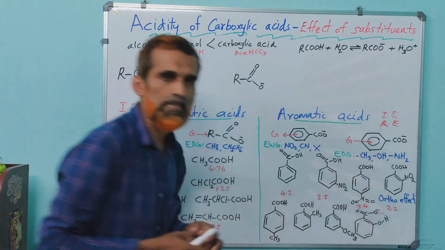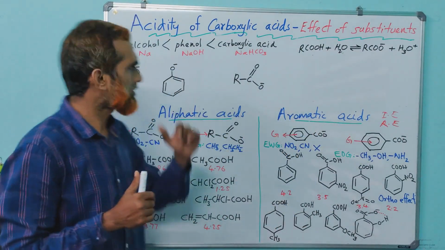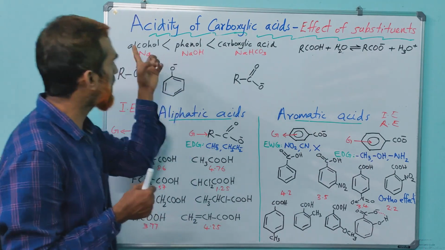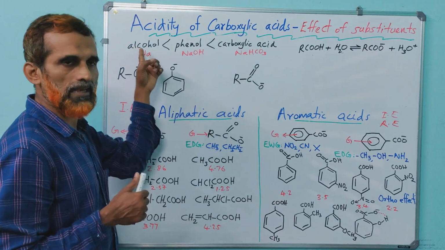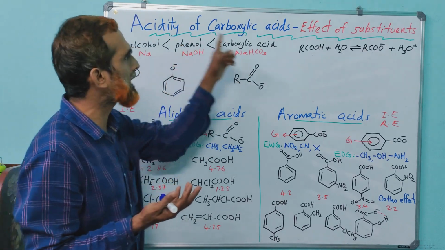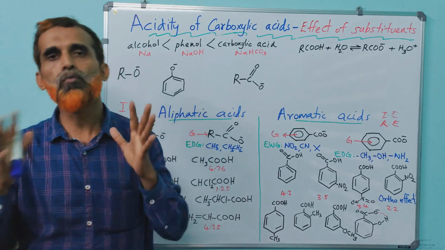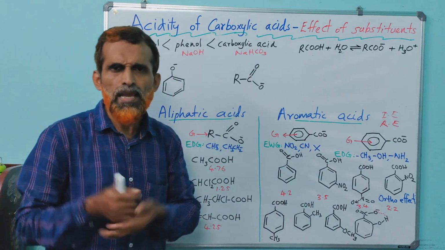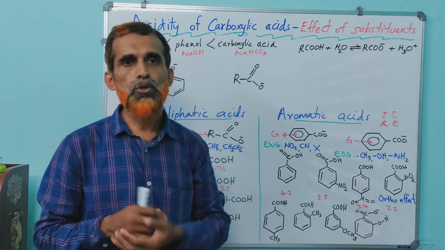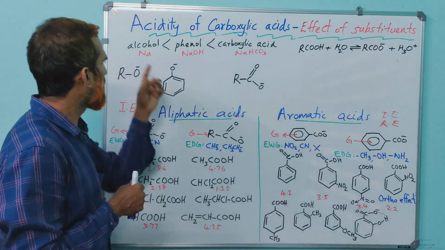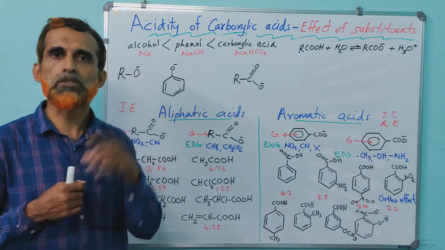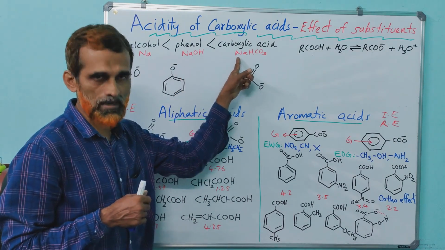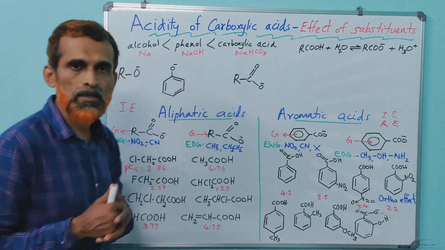Now, coming to the reason behind the acidity of carboxylic acids. You know that when we compare the acidity of alcohol, phenol and carboxylic acid, this is the order. Alcohol is least acidic, increases to phenol, increases to carboxylic acids. How do we explain why carboxylic acid is the most acidic among the three? Now in the lab we can check this using different bases. Metallic sodium is the strongest base among these, this is sodium hydroxide, and this is sodium bicarbonate, the weakest among the three.